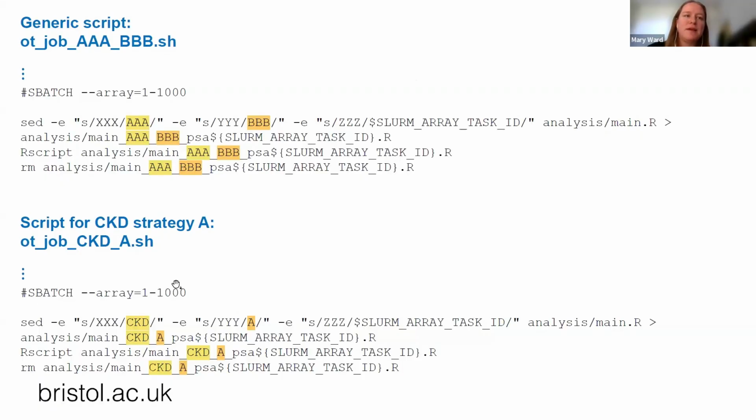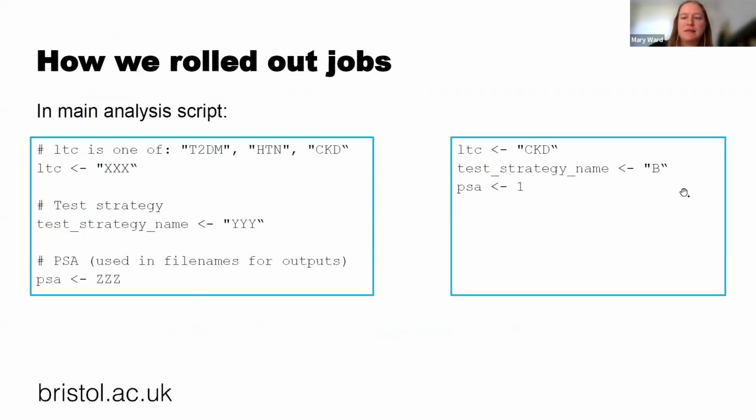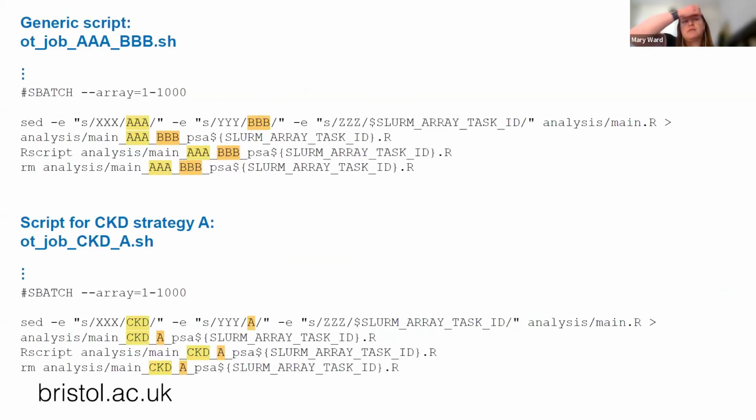We're then able to use this bottom script to change this to this. That's what we do with the bottom script. It means that I can rerun the analysis by just running 3 jobs, which makes it a lot easier.